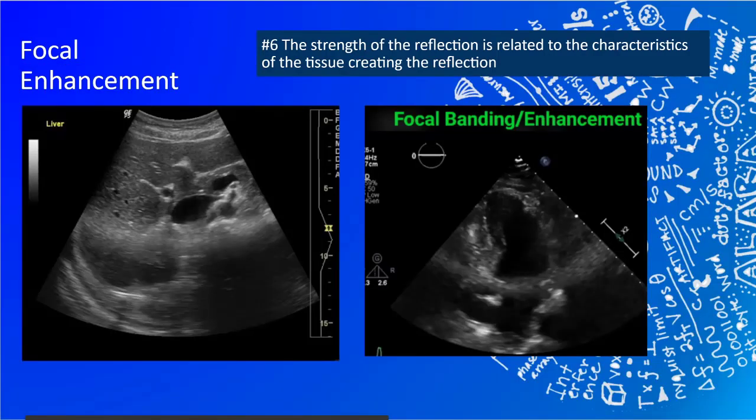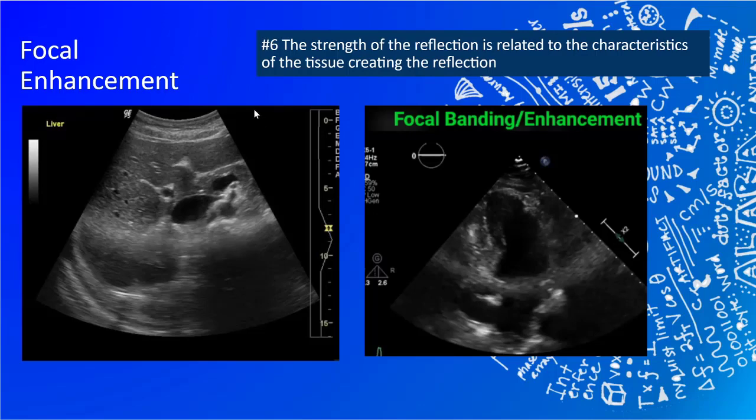Focal enhancement is, again, breaking rule number 6, that the strength of the reflection is related to the characteristics. And that's because with focal enhancement, what we tend to see is a bright band that goes side to side at the level of our focal zone or our focal point. So in this image here, we can see this brightness that comes across side to side, and it is at the level of our focus here, those two little yellow hourglasses.